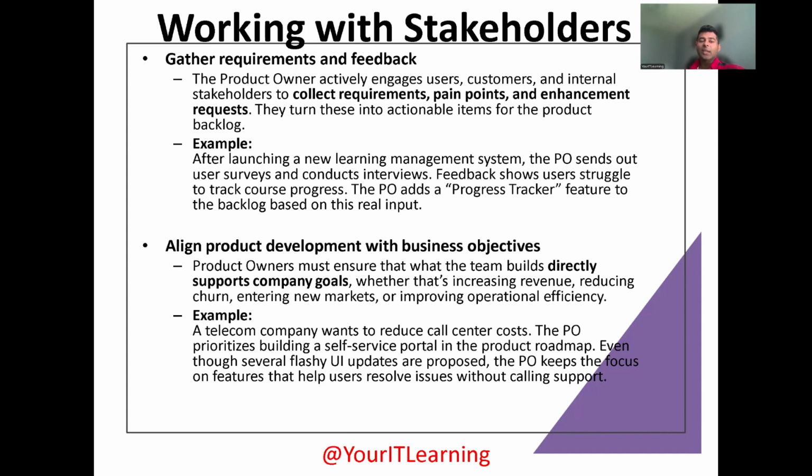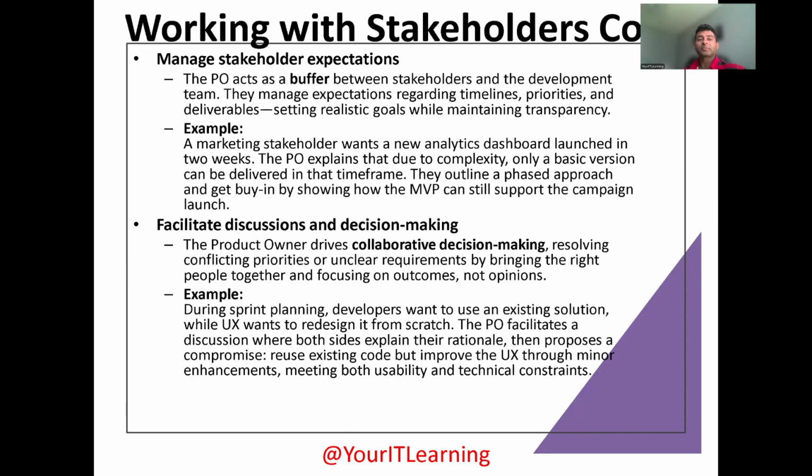For example, a telecom company wants to reduce call center costs. The product owner prioritizes building a self-service portal in the product roadmap. Even though several flashy UI updates are proposed, the PO keeps the focus on features that help users resolve issues without calling support. So he's just going with what we sometimes call MVP, most valuable product. He's going for the simplified approach which can enhance the product and may reduce the calls to the call center. Working with stakeholders, continued.